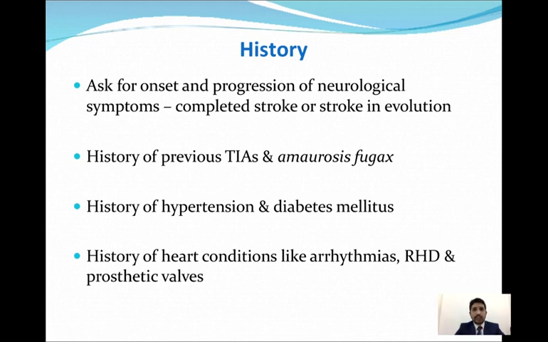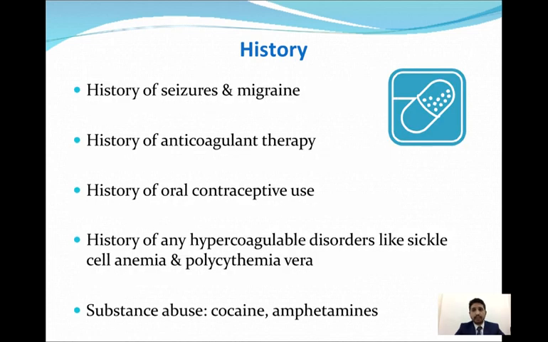Then any history of seizures and migraine, because there are some conditions that are not stroke but are stroke mimics, and you have to treat them differently, not as stroke. So it is very important that if a patient has a history of seizures and migraine, these patients can have stroke, but most probably you need to rule out these things before thinking of stroke. Any history of anticoagulation therapy, oral contraceptive use, hypercoagulable disorders, polycythemia vera, and in young patients, abuse of substances, drugs like cocaine and amphetamine.